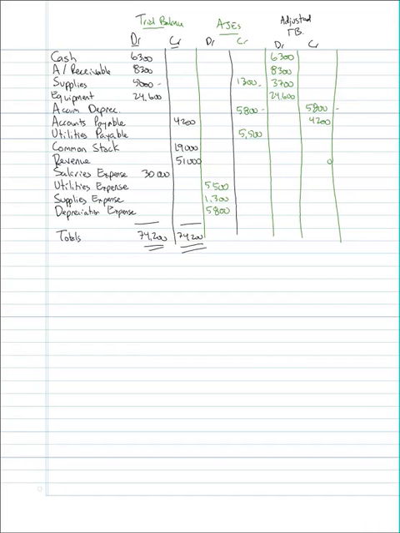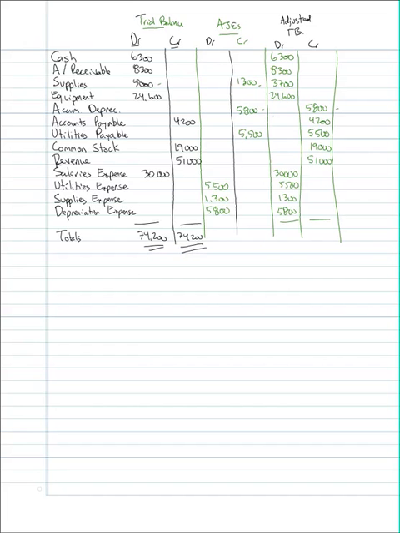Accounts payable has a $4,200 credit balance. Utilities payable has a $5,500 credit balance. Common stock was unaffected. Revenue was unaffected. Salaries expense was unaffected in our example. Utilities expense now has its $5,500 balance. Supplies expense has its $1,300 balance, and depreciation expense has its $5,800 balance.